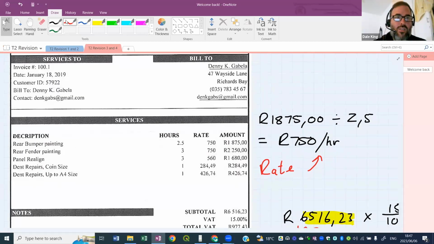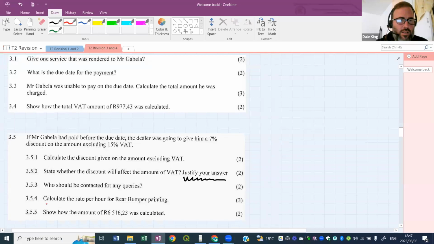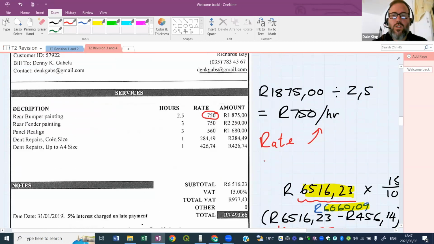Guys, if you think that writing this down, that is a rate. If you write that down when the instruction is calculate, for 3 marks, please don't expect them to give you all 3 marks. Okay. If they say state the rate for 2 marks, then it's just getting the information and bringing it down. But calculate the rate for 3 marks. If you just write 750, you're not going to get all 3 marks. Okay. You got to do some work for that. All right. So we just take the total and divide it by 2.5 hours.